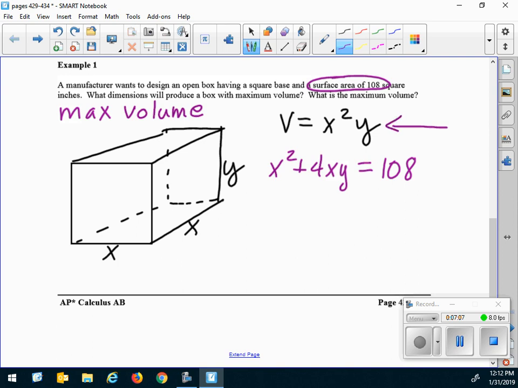I need this equation to be boiled down to one variable. So I could take this equation, I could make it say y equals, and then I could substitute. And then that volume equation would just have x's in it. How can we take this equation right here and make it say y equals? Subtract x squared and then do what? So y equals (108 minus x squared) divided by 4x.